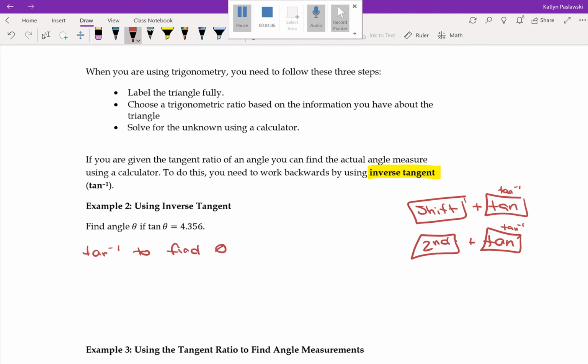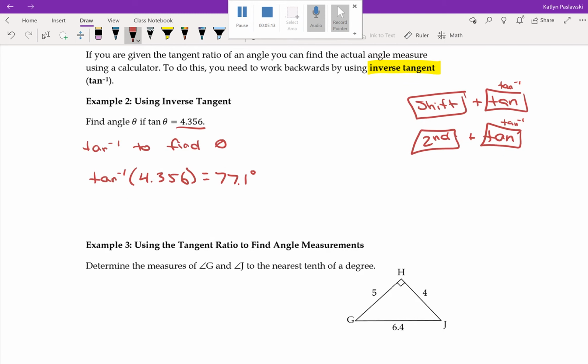So if we have our calculator, this gave us a value here. Access the inverse tan, open bracket, 4.356, close bracket, and that equals 77.1 degrees. So use your calculator right now to make sure that you can get 77.1 as the inverse tan of 4.356. So that's how to solve for the angle.